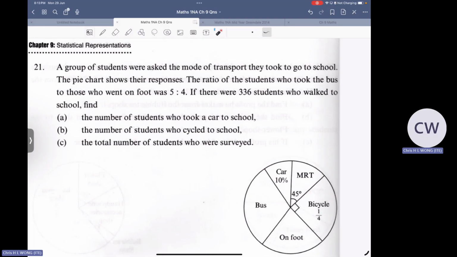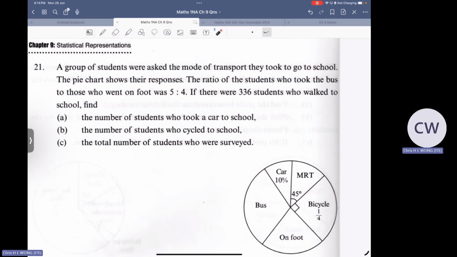A group of students will ask the mode of transport they took to go to school. So the pie chart represent their answer. So this pie chart represent the group of students, right? This pie chart represent the group of students survey, how they go to school. Okay, this is the first thing we know. We know that the pie chart is about the group of students survey, how they go to school.